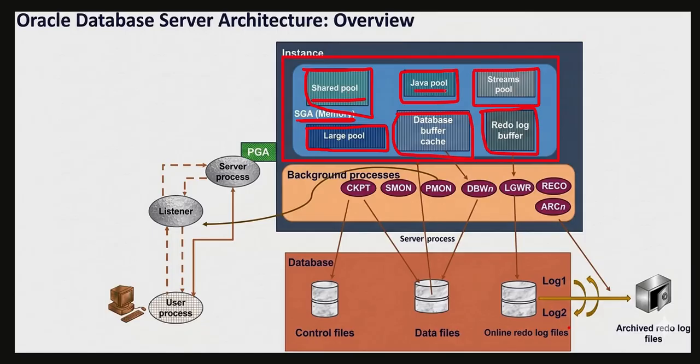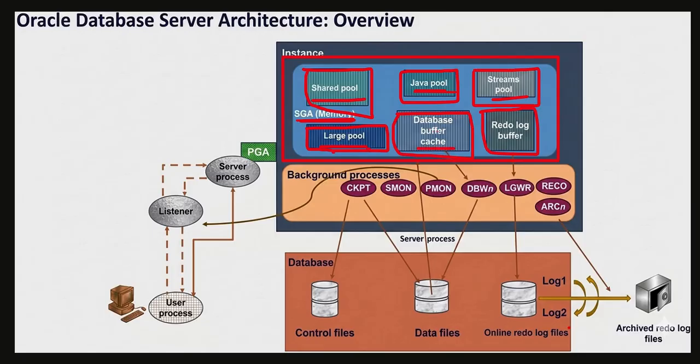Next is Java pool. What is Java pool? It's an optional SGA component, and Java-related activities work in this Java pool portion. Streams pool. What is Streams pool? Streams pool is also optional for the SGA. Large pool is a big area of the SGA where large data is present.